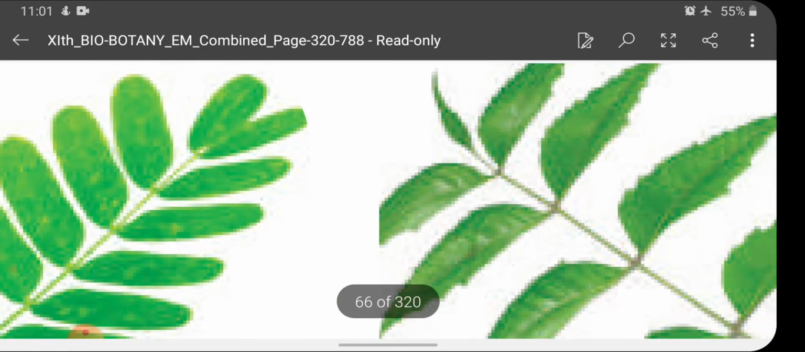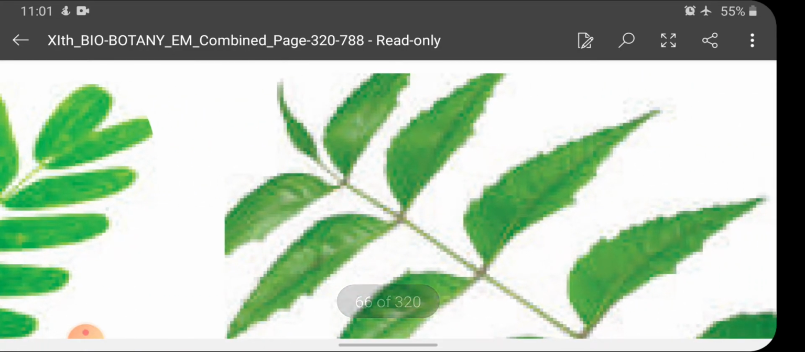But in the other one you can see at the end of the rachis there is only one leaflet present, and it is not paired, and it is called what? Imparipinnate. So in unipinnate there are 2 types. In unipinnate only one rachis is present, with leaflets on either side of the rachis. One is paripinnate, another one is imparipinnate. In paripinnate we can see an even number of leaflets. In imparipinnate we can see an odd number of leaflets.